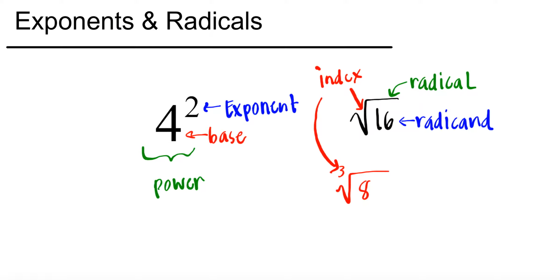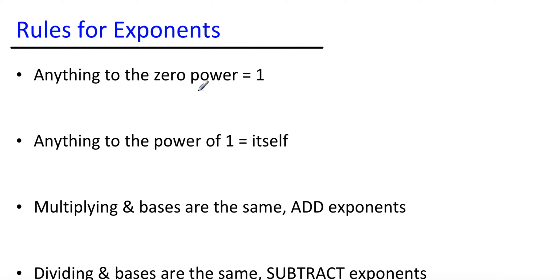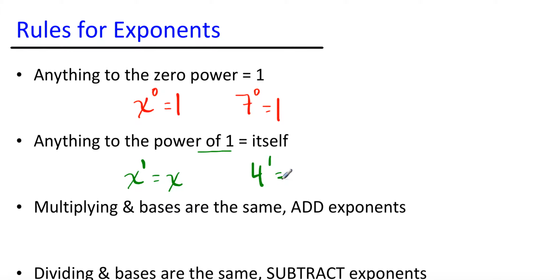All right, so now you know the terminology. Let's go ahead and look at our rules for exponents. Just a refresher on these. First of all, anything to the 0 power is equal to 1. That works for letters, like x to the 0 is equal to 1. And also works for numbers. Say we have 7 to the 0, that's equal to 1. Also, anything to the power of 1 is itself. So maybe we have x to the first, and that's just equal to x. Or maybe we have 4 to the first power, that's just equal to 4.